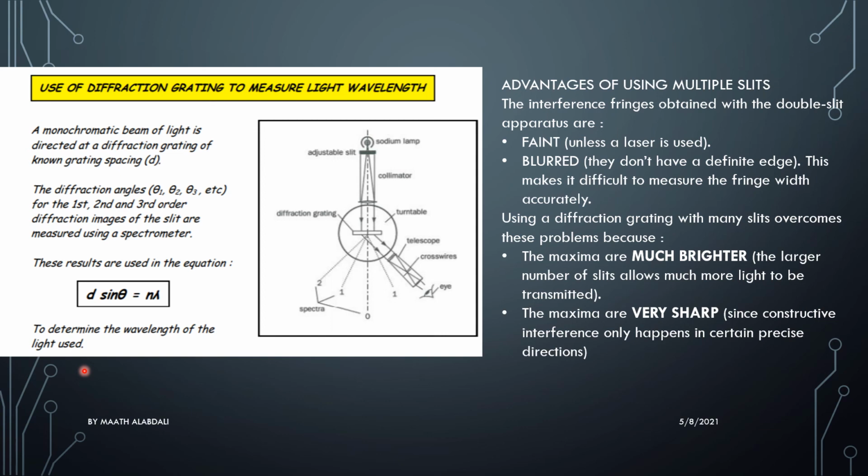Now, the advantage of using multiple slits is to make the image clearer. With a double slit, the image is going to be faint unless a laser is used, so they don't have a definite image. This makes it difficult to measure the fringe width accurately. So we use multiple slits to make much brighter and very sharp maxima.